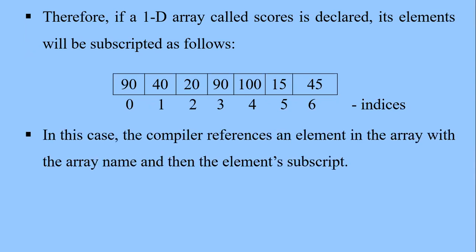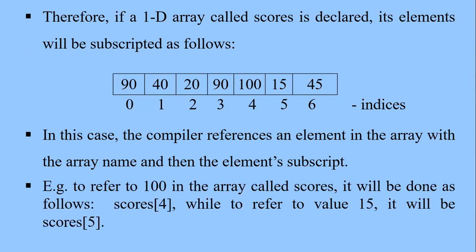In this case, the compiler references an element in the array with the array name and then the element's subscript. For example, to refer to 100 in the array called scores, it is scores subscript 4, while to refer to value 15, it will be scores subscript 5, or index 5.